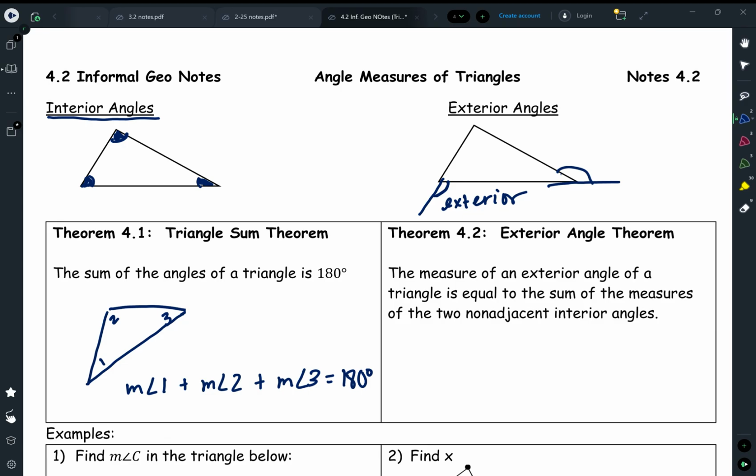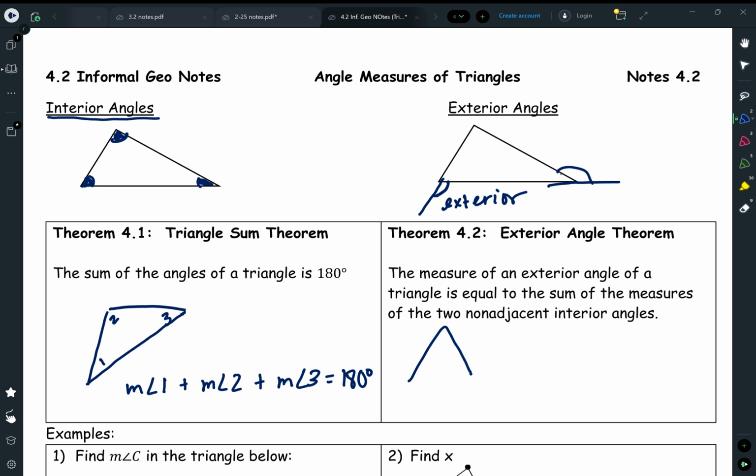The next one is the exterior angle theorem. So the measure of an exterior angle of a triangle is the sum of the measures of the two non-adjacent interior angles. So the measure of an exterior angle of a triangle is equal to the sum of the measures of the two non-adjacent interior angles. So let's go ahead and draw out a triangle.